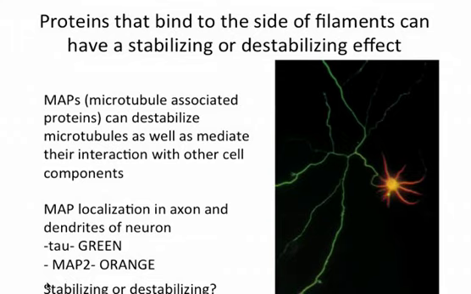There are these MAPs, microtubule associated proteins. Those are exactly what it sounds like. Any protein that associates with microtubules can be called a MAP, but they might have stabilizing or destabilizing effects depending on the protein. So MAP is a family, and within that family are destabilizing or stabilizing proteins. And they can also mediate interaction with other cell components.